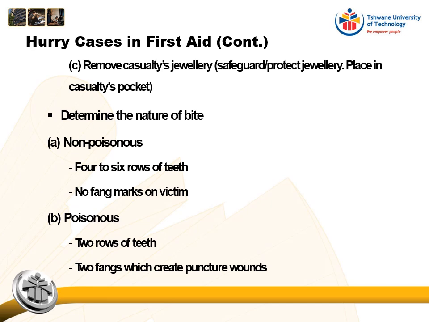So you look at where the bite happened. Is it from a non-poisonous or a poisonous snake? From a non-poisonous snake, it will have 4 to 6 rows of teeth. It will also have no flange marks on the victim. If it's from a poisonous snake, it will have 2 rows of teeth, 2 flanges, which create puncture wounds.